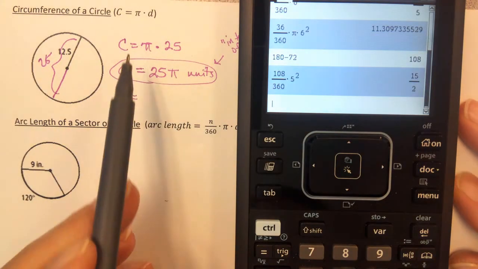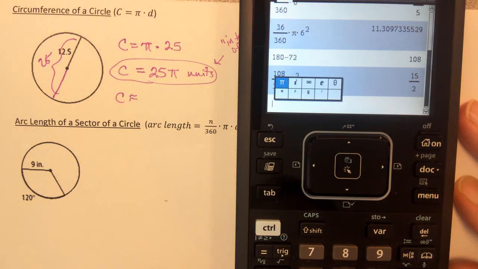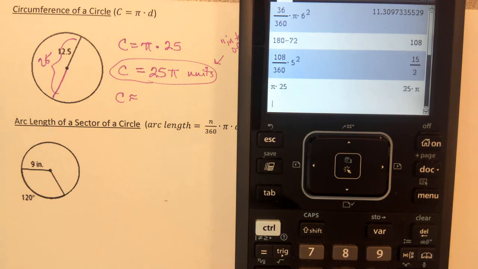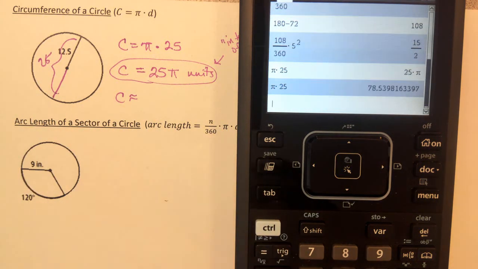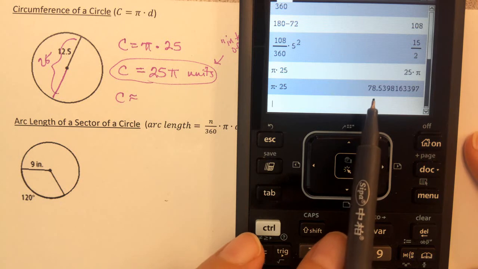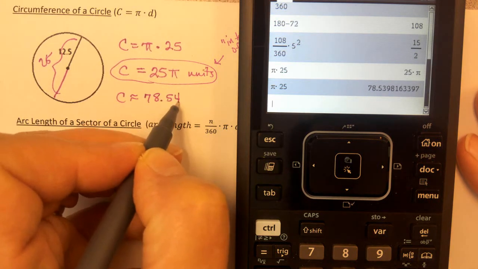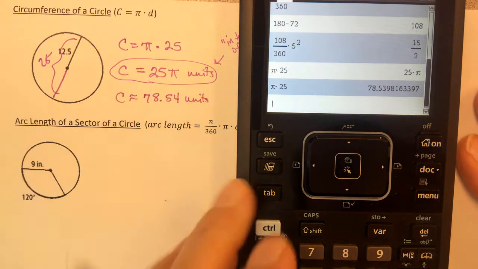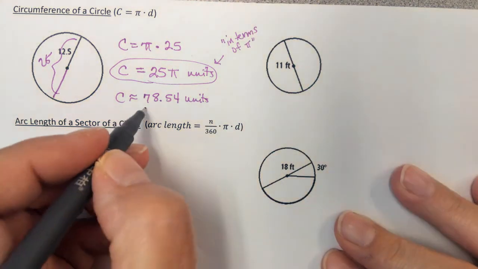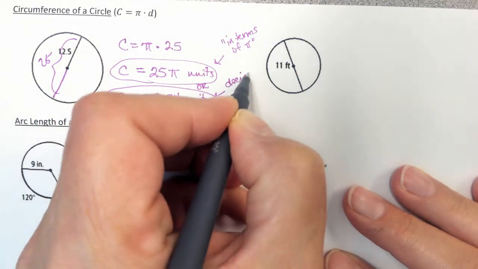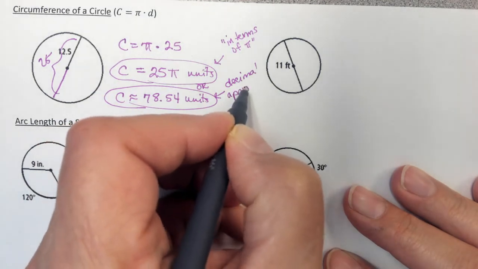Okay, so we want to know what pi times 25 is. So pi key, press enter to paste it in, times 25 equals 25 pi. Oh, well, we already knew that, didn't we? We need a decimal, so control enter for me, which is just enter for you. You have a different calculator than I do. That's about 78.54 if you do a couple of decimal places. So 78.54 units would be your decimal form. So that's, or one or the other, that's your decimal approximation. We'll just abbreviate that.